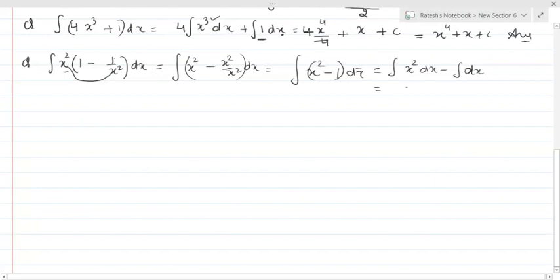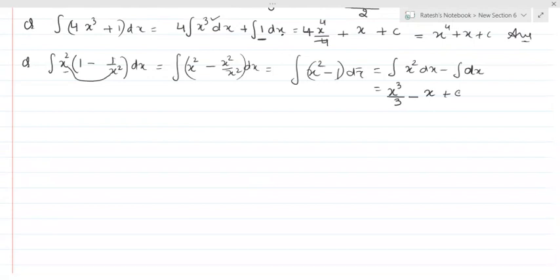Okay, now what will it be? What is the power here? x square. Then what will you do now? We will add 1 here. So it will be 2 plus 1, 3, and the same in the denominator, whatever the power there. Minus dx. Now it is a constant. The integration of a constant will be x plus c. It is your answer. Isn't it easy? Yes, it is very easy.